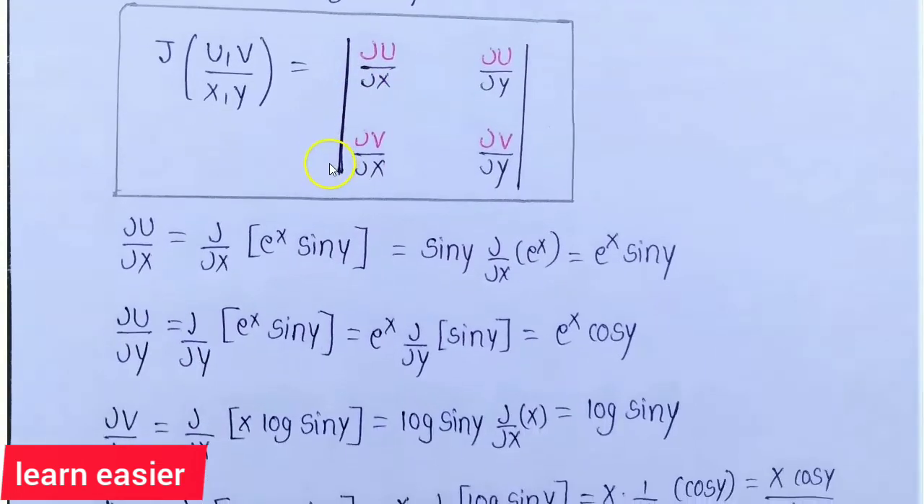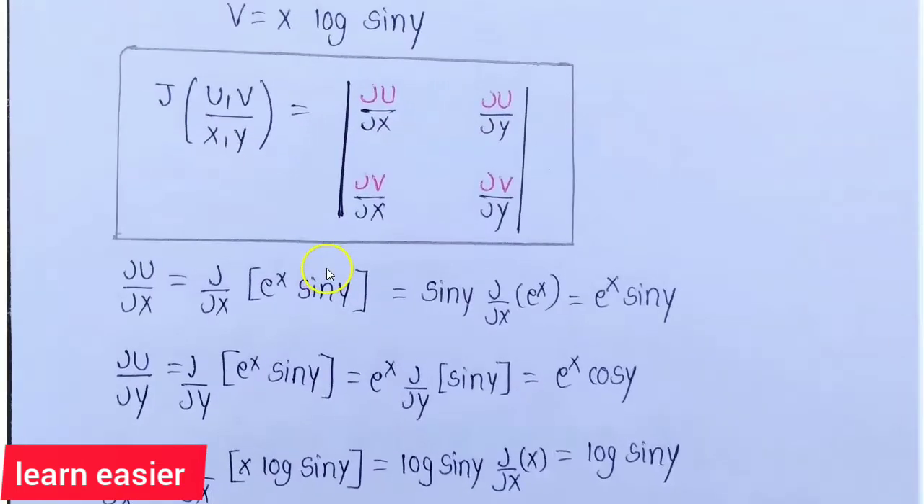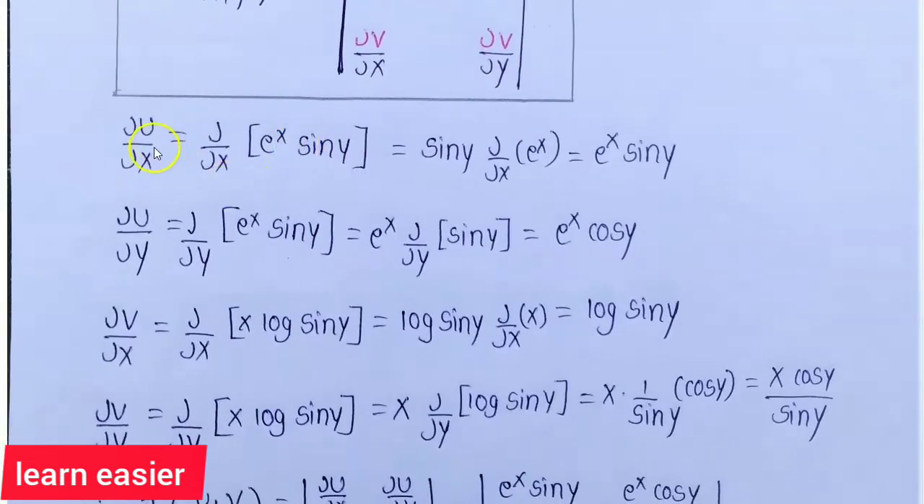So now we have to find out dou u by dou x. What is dou by dou x of u? E power x into sin y. So we have to differentiate this function u with respect to x by taking y as constant. Here we have e power x, so its derivative is taken, and sin y is treated as constant, so sin y is written outside. Derivative of e power x is e power x only, so we have dou u by dou x as e power x into sin y.